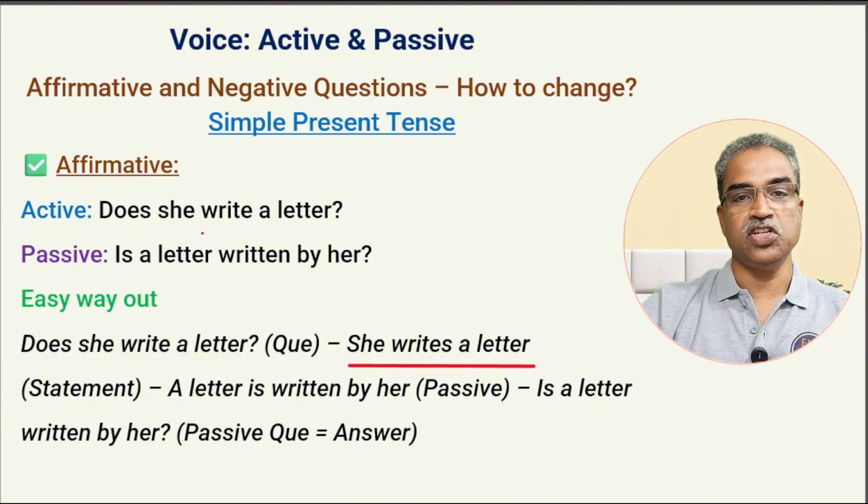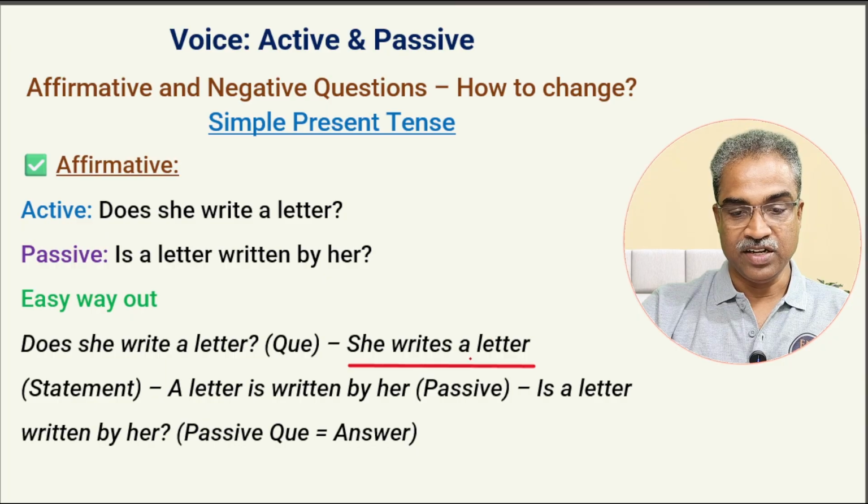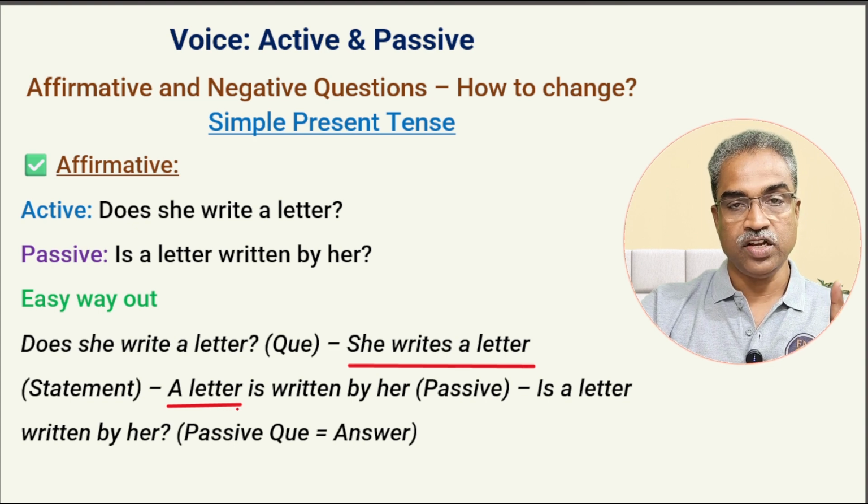Now, change this statement into passive voice. For she writes a letter, a letter is the object there, so it becomes the subject. And a letter is singular, so it is always is. So, a letter is written by her. This is the passive voice. A letter is written by her.